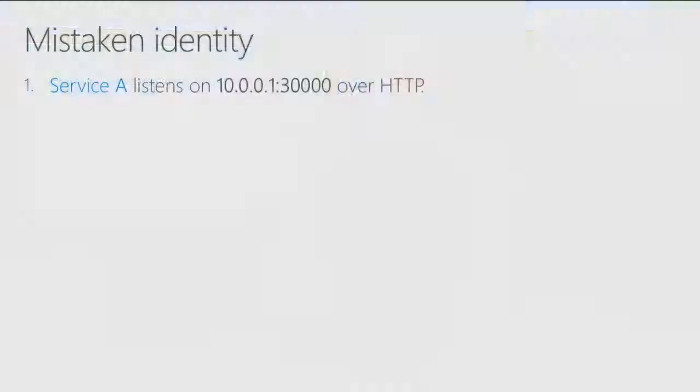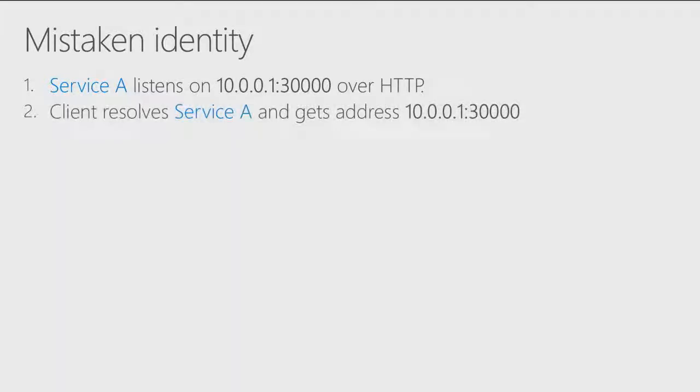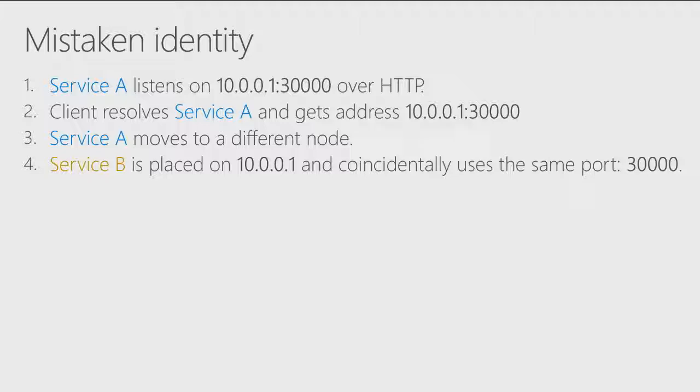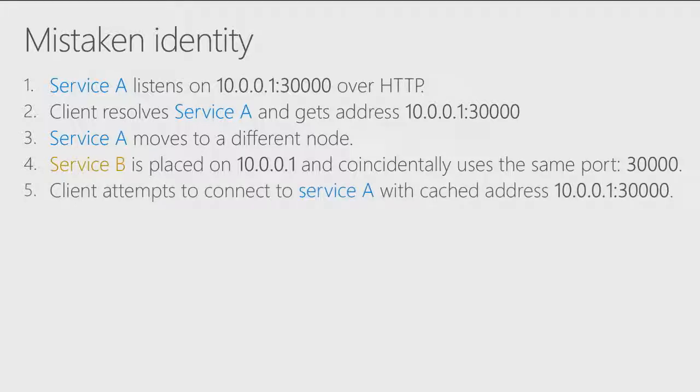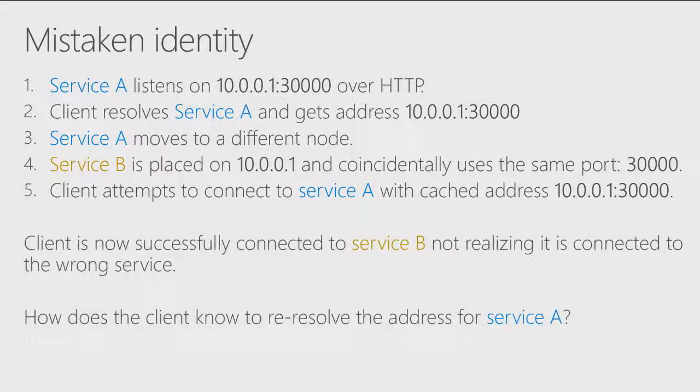So what can happen is if you have a service, for example, that opens up on one machine on port 30,000, let's say over HTTP, and then a client goes and gets that address, but doesn't make a call to the service yet. Then service A moves on to a different node, and a new service happens to be placed on the same node and coincidentally is given the same port. Now when the client goes and tries to connect to service A, it's actually connecting to service B. And it has no idea that it's doing that, and the response codes that it gets back give it no indication that it's actually connected to the wrong service.